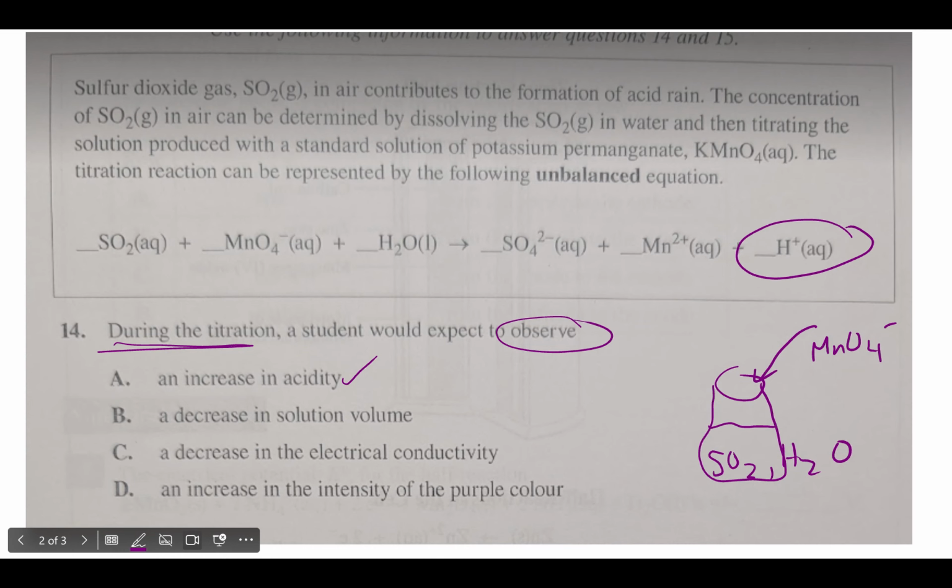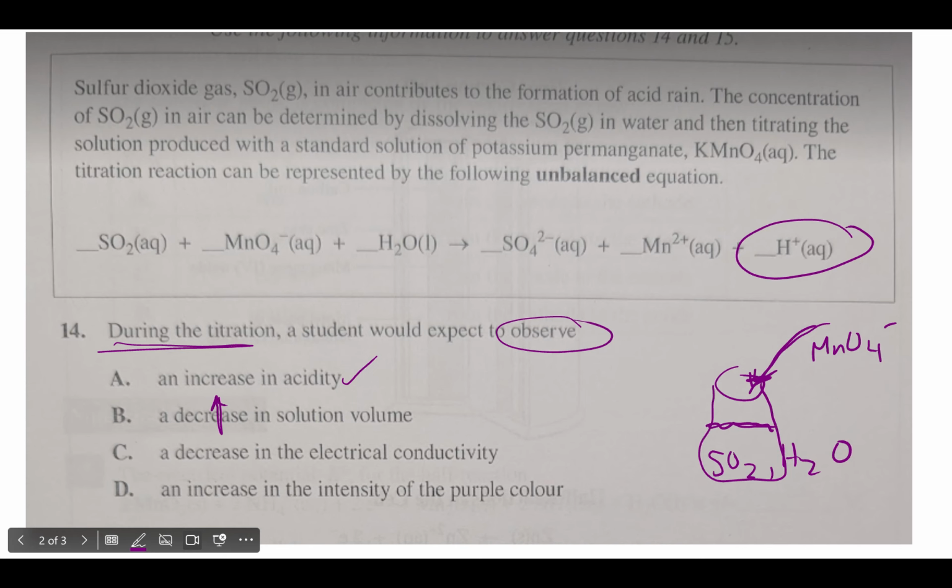Now, let's rule out the other three just to make sure we're right. B, a decrease in the solution volume. So our volume is what we're seeing in the Erlenmeyer flask, and you're adding in the permanganate. So you'd actually be increasing in solution, not decreasing.